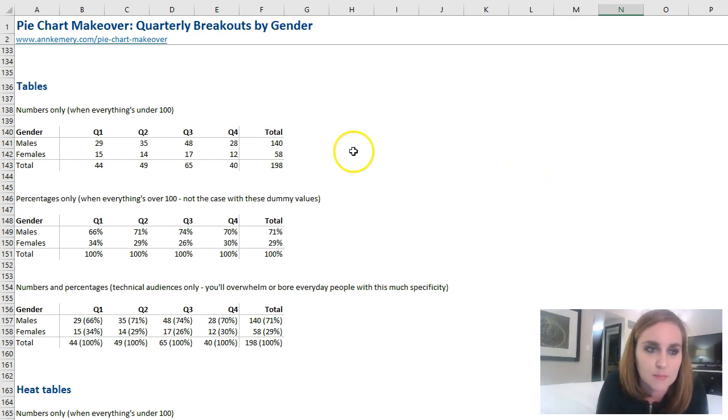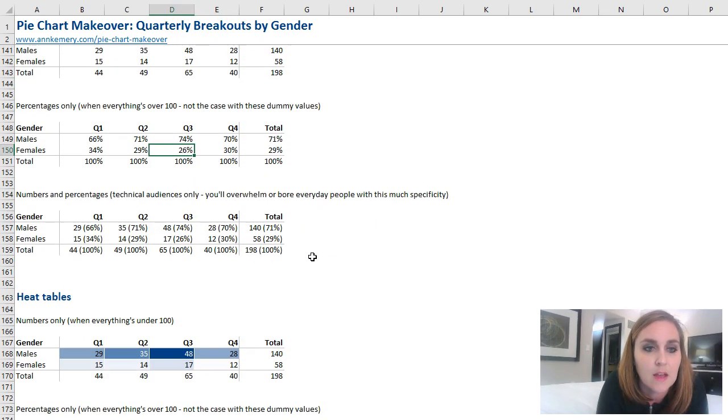So you could have a ton of tables. You could have a table just with numbers of people here. You could have a table with percentages. Again, don't mess with this percentage. It's going to automatically calculate. It's already pulling in data from another cell. I also did some formulas here. These are all concatenated already for you if you want to combine numbers and percentages.